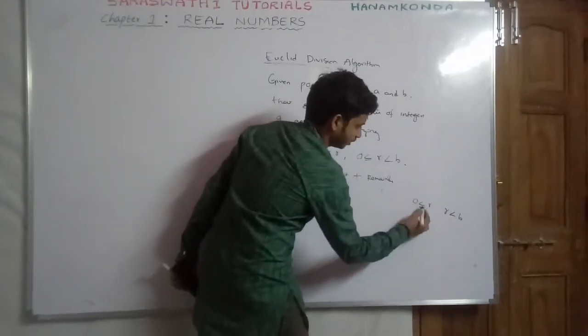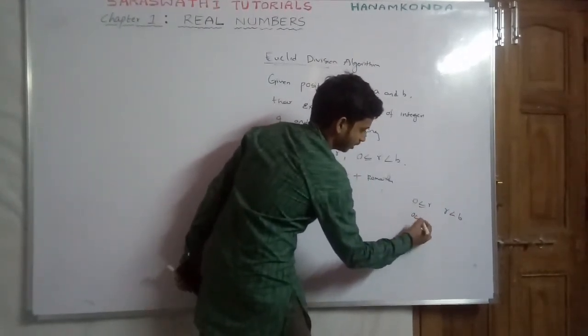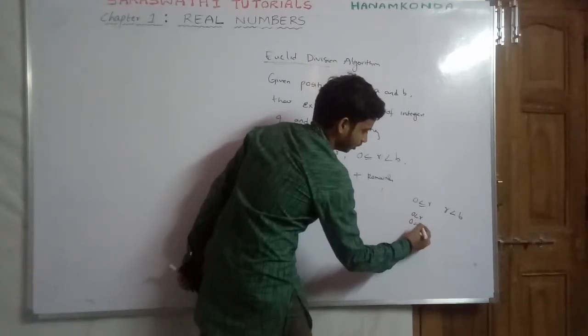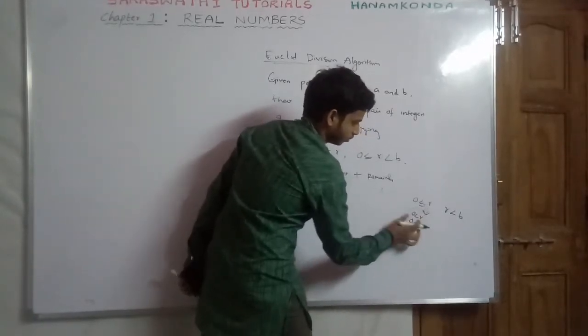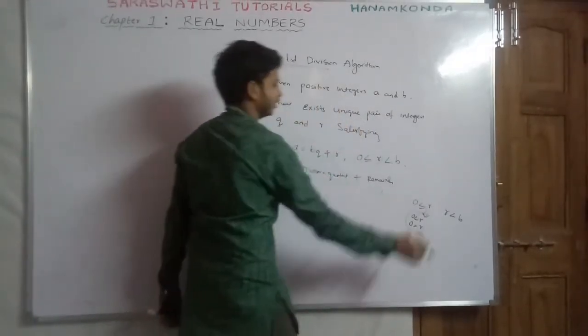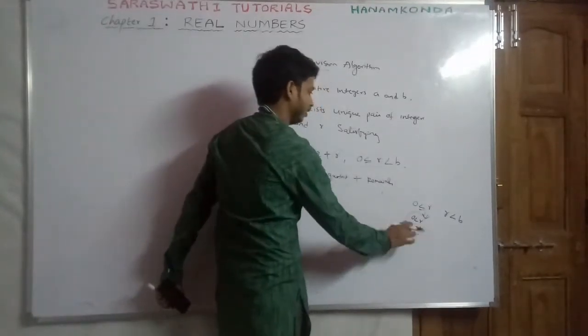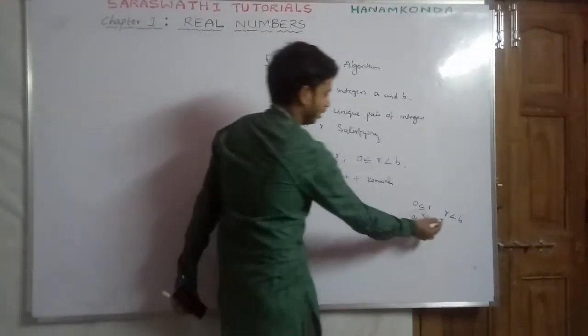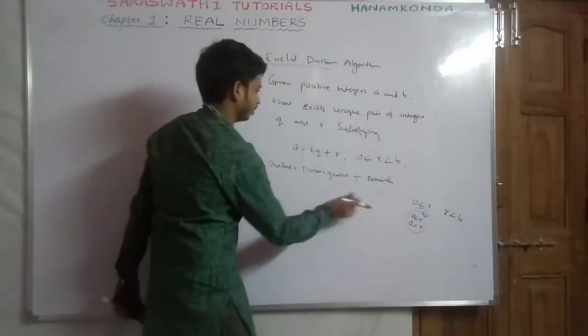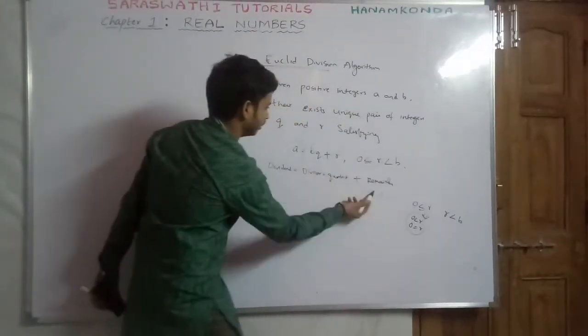So 0 less than or equal to r means r may be greater than 0, or r may be equal to 0, and the r value is always less than b. So the remainder value is always less than the divisor.